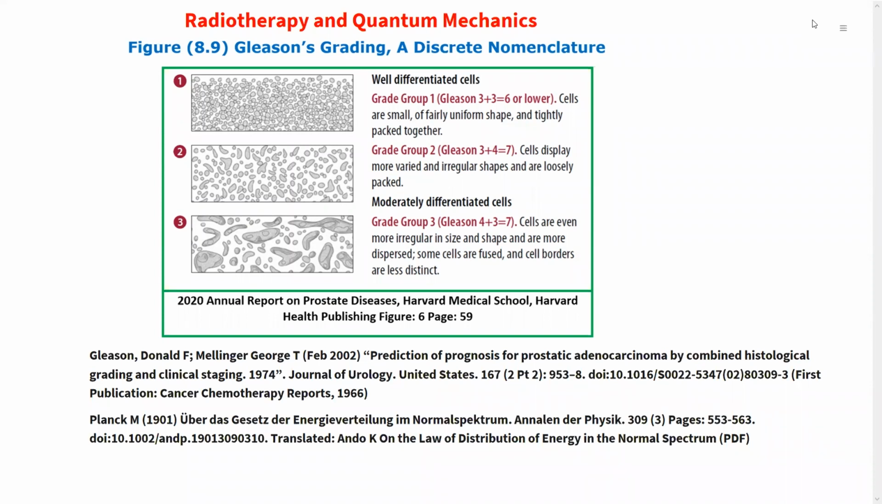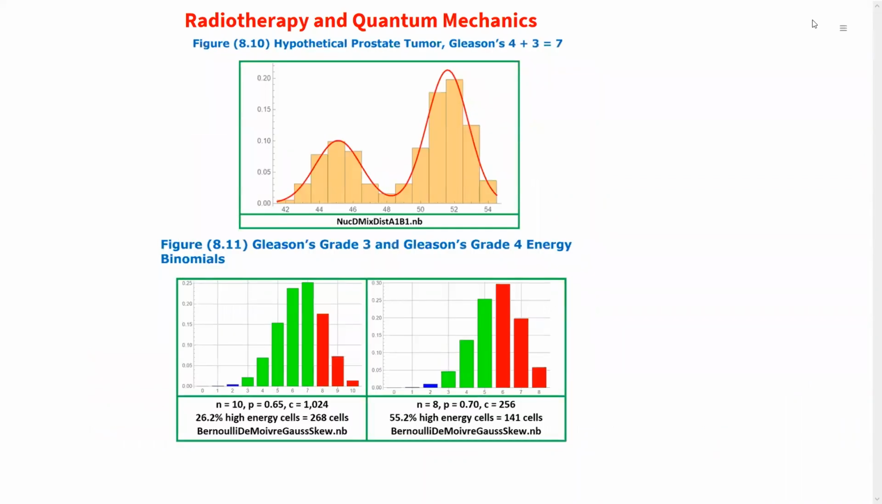So Donald Gleason, by my light, is the Max Planck of the microscope. And Max Planck says the law of distribution in the normal spectrum. And I think Planck is basically saying that there's a binomial distribution there somewhere. Now, I was just explaining a mixture distribution, Gleason's 3s and Gleason's 4s. Well, in my book, you have that all there for you. I've got bar charts set up so you can use them, and I also have continuous distributions.